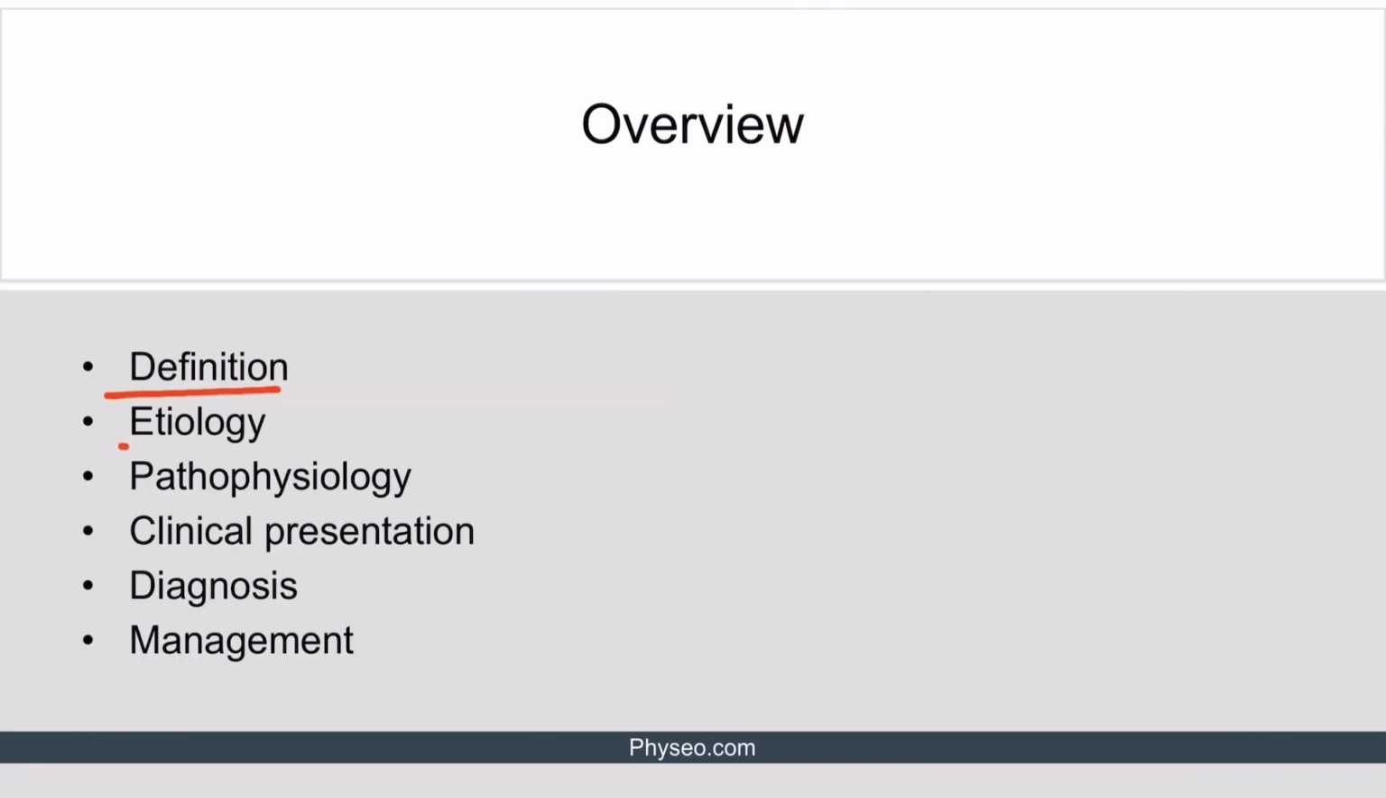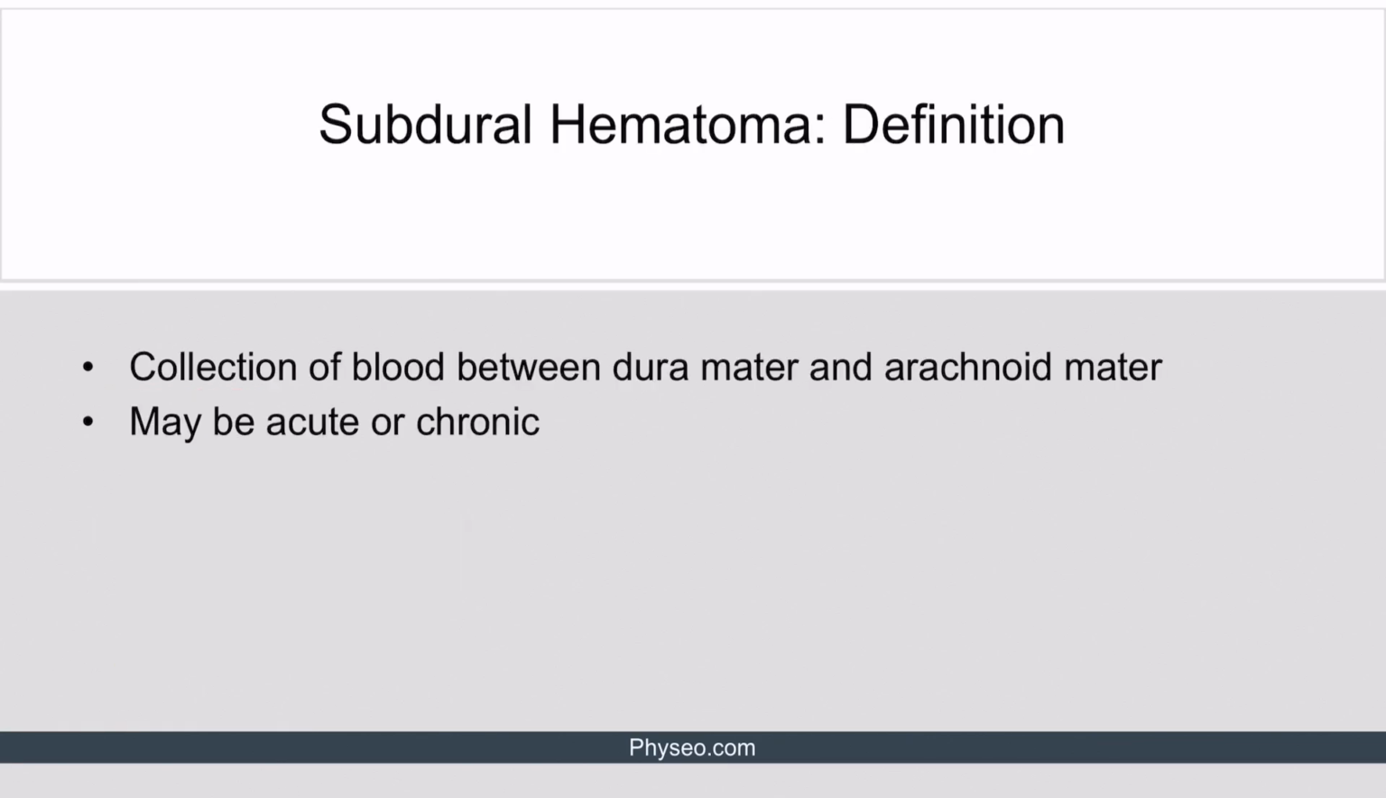Let's begin with subdural hematoma. We'll go over the definition, etiology, pathophysiology, clinical presentation, diagnosis, and management of subdural hematoma. A subdural hematoma is defined as a collection of blood between the dura mater and the arachnoid mater. It can be acute or chronic.